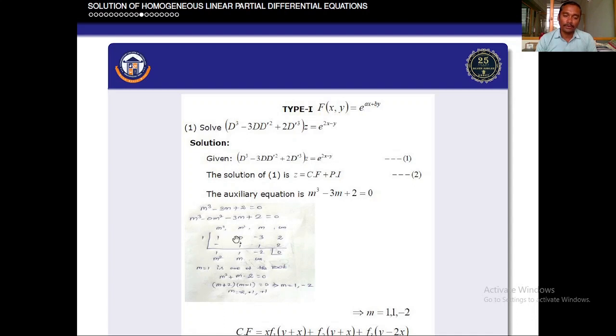This is m cube coefficient, this is m square, there is no m square term. So write it as 0, then m coefficient minus 3, then constant 2. So use the first root to reduce this degree. So it is reduced to m square plus m minus 2 equal to 0. So its factorization m plus 2 into m minus 1 equal to 0. So the roots are 1, 1, minus 2.